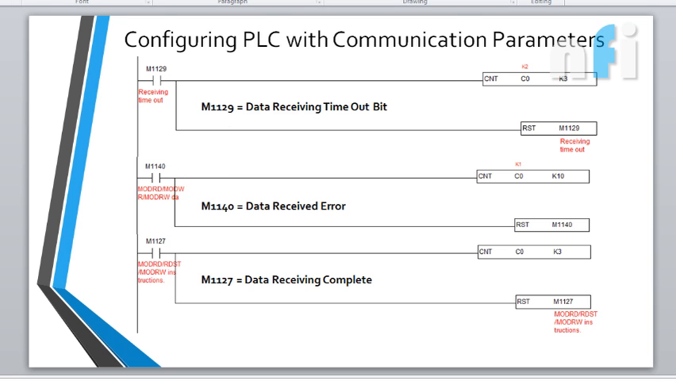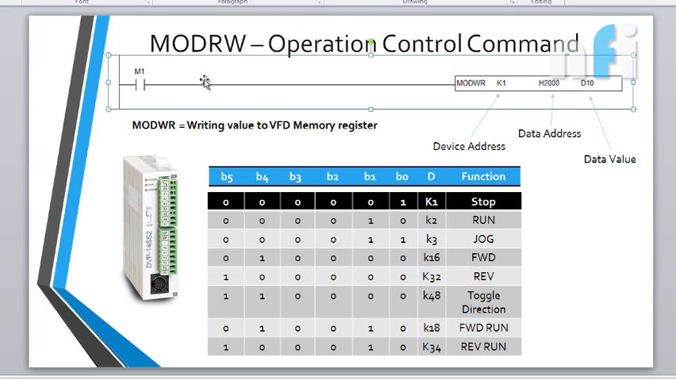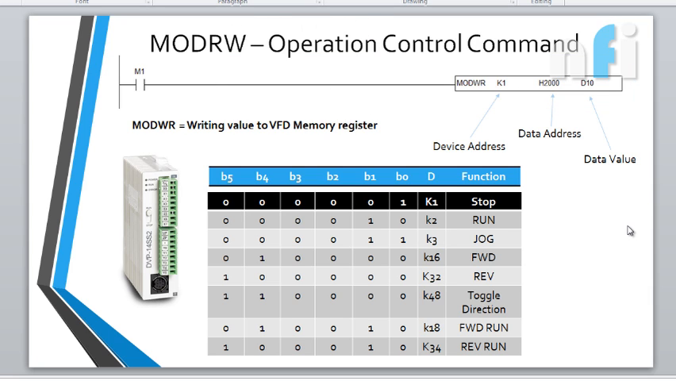Then comes your mod write. This is the program which will write the values for different operations of a drive. For example, run, jog, forward, reverse, changing the directions.